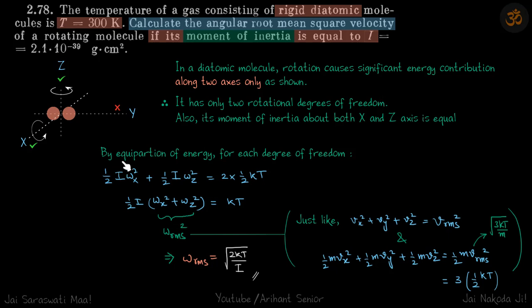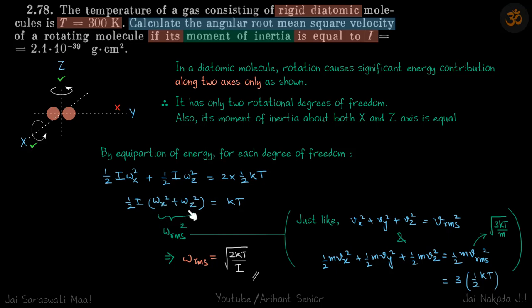So by the law of equipartition of energy, each degree of freedom gets the energy of half kT. So we are talking about rotational energy. So there are 2 degrees of freedom. So the total rotational energy is 2 times half kT. And that we can write in the form of half I omega x square plus half I omega z square. So this simplifies to half I (omega x square plus omega z square) is equal to kT.